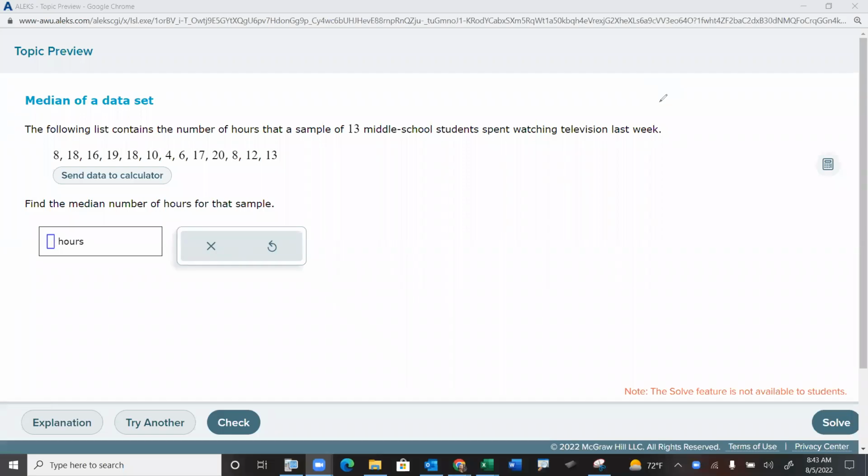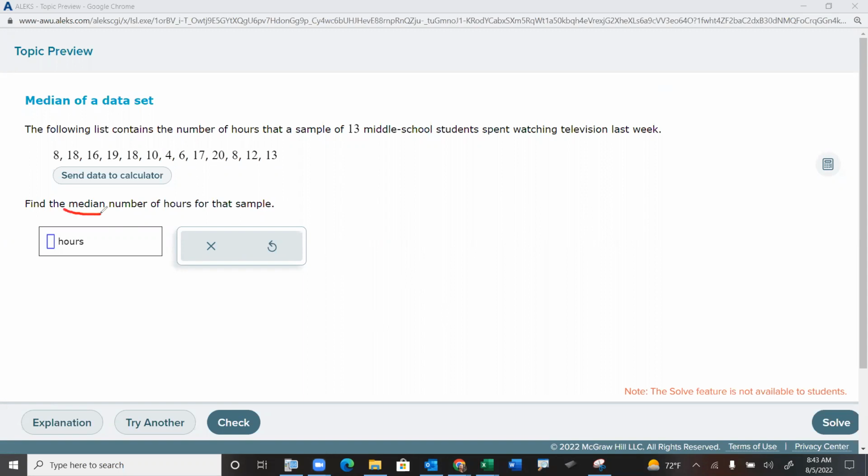Okay, let's get started again. So we're given a list of numbers. The following list contains the number of hours that a sample of 13 middle school students have spent watching television last week. So it says find the median.